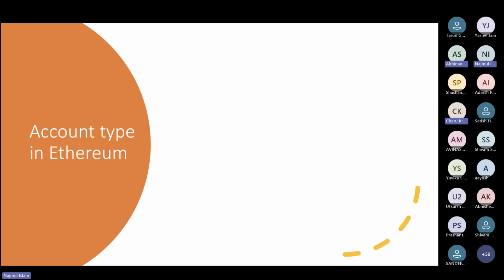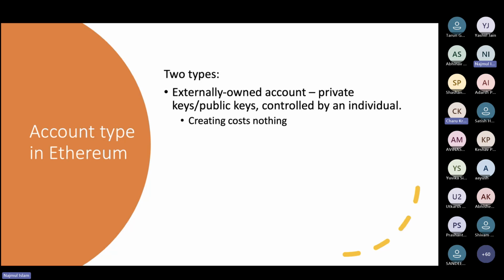Okay, this is a bit of a tricky question. The second one is contract account. Yeah, somebody said contract account. Very good. Contract account and externally owned account. Yes. Very good. So there are two types of accounts. One is the externally owned account.